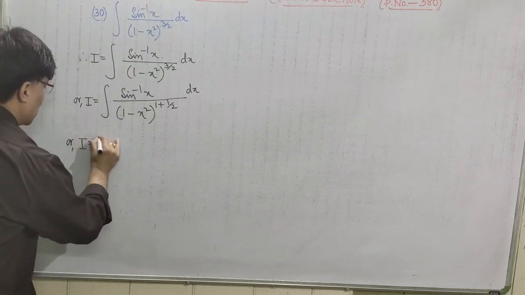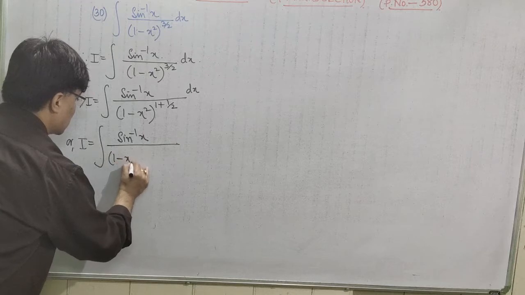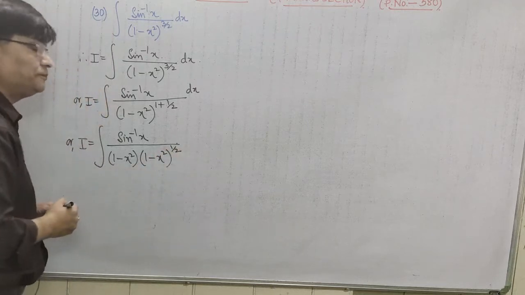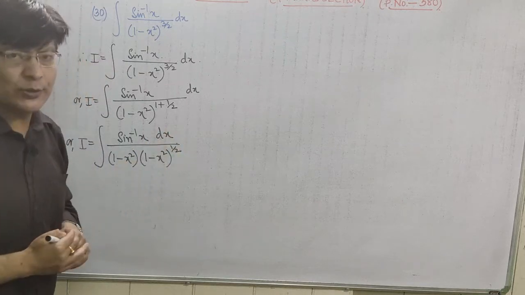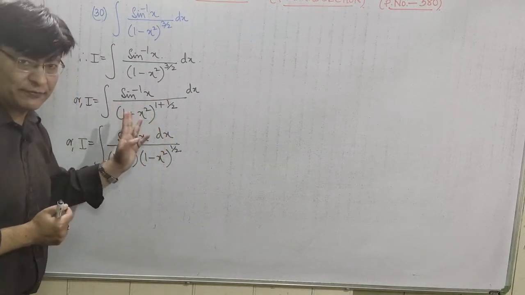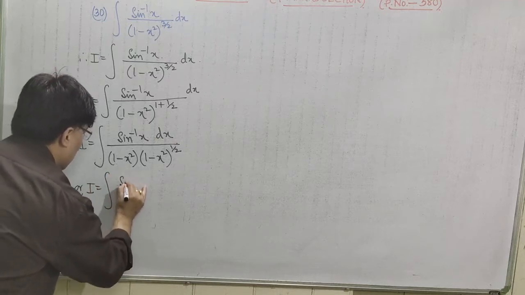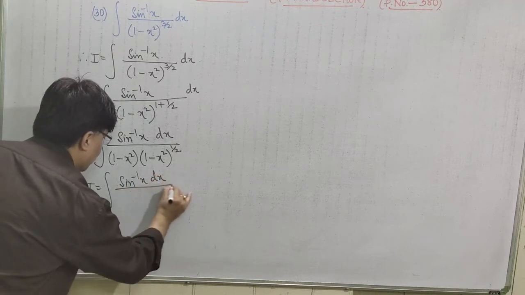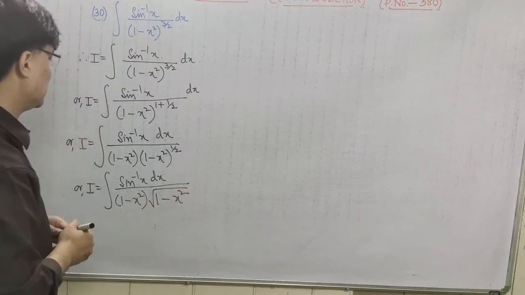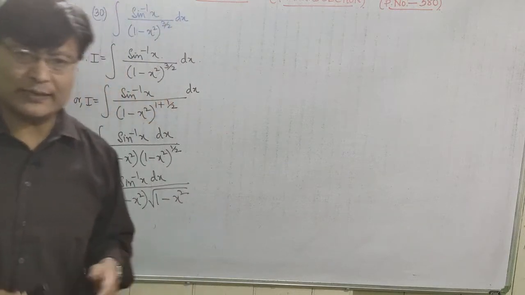So now you should know how to separate this denominator. Integral of sine inverse x divided by, you should write it as 1 minus x square whole to the power 1 into 1 minus x square whole to the power half, then you can write dx. So 1 minus x square whole to the power 1 plus half can be separated as 1 minus x square into 1 minus x square whole to the power half. And you know that whole to the power half means within a square root, isn't it? So I is equal to integration of sine inverse x dx divided by 1 minus x square, then within a square root we have 1 minus x square. That means 1 minus x square whole to the power half means it is within a square root 1 minus x square. Is that clear?